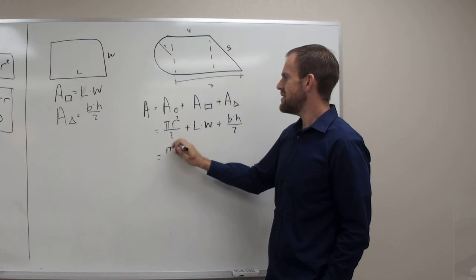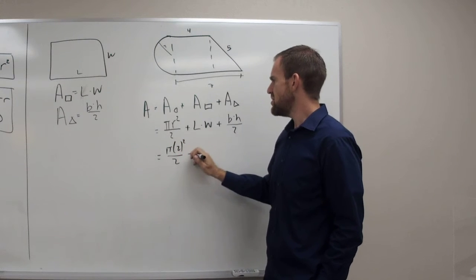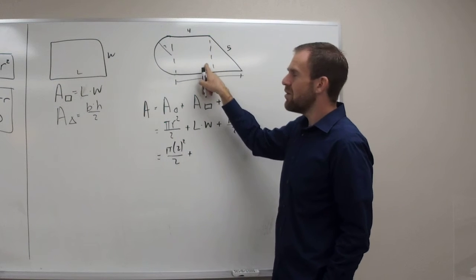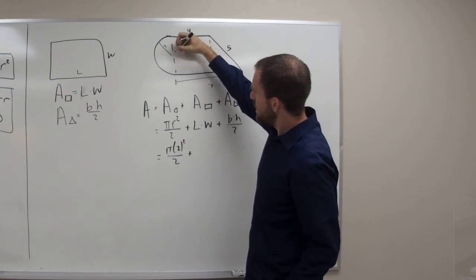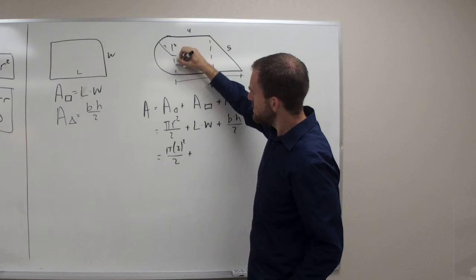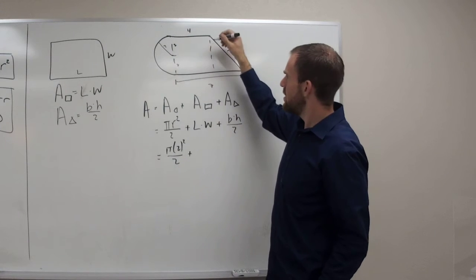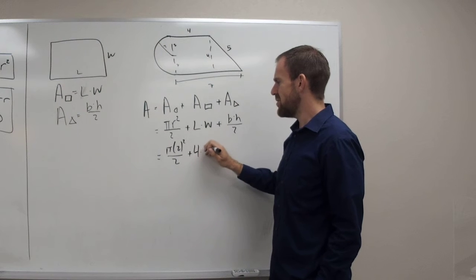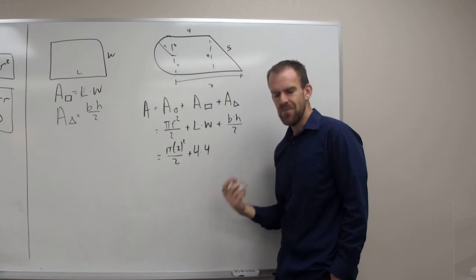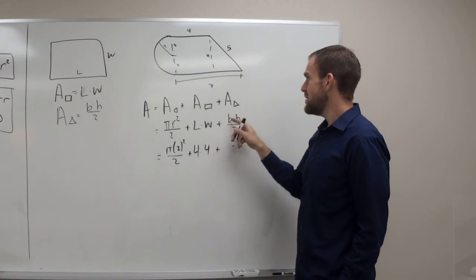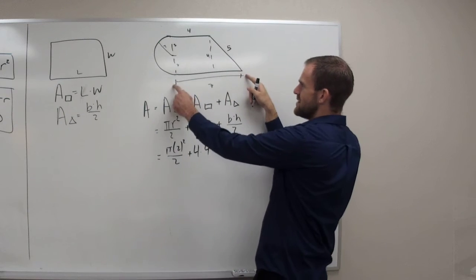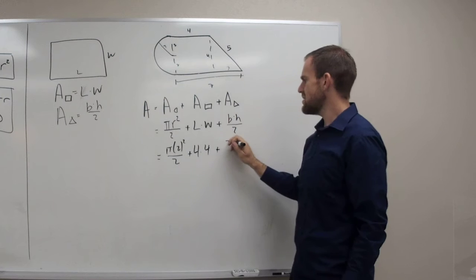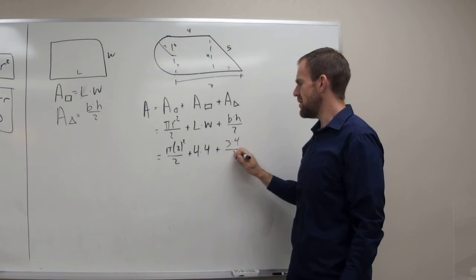So this is pi times 2 squared over 2. Length times width, it looks like the length is 4, and the height, we don't know. But we know that if this is 2, and this is 2, because it's the radius, then the height is 4. So instead of just writing 16, I'm going to write 4 times 4, showing my work. Next, I need the base, which it looks like if this is 7 and this is 4, this must be 3. So it looks like base is 3, height is 4, divided by 2.